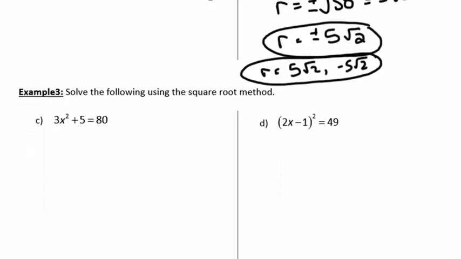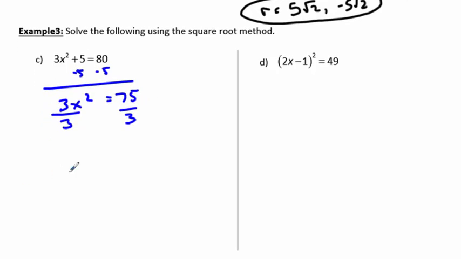Okay, part C and D, we've got a couple equations we want to solve using the square root method. We need to get our perfect square by itself first, so let's subtract the 5. That'll give us 3x squared equals 75, 80 minus 5. And the perfect square isn't by itself because it's got a coefficient of 3, so we better divide both sides by 3. So we've got x squared equals 25.